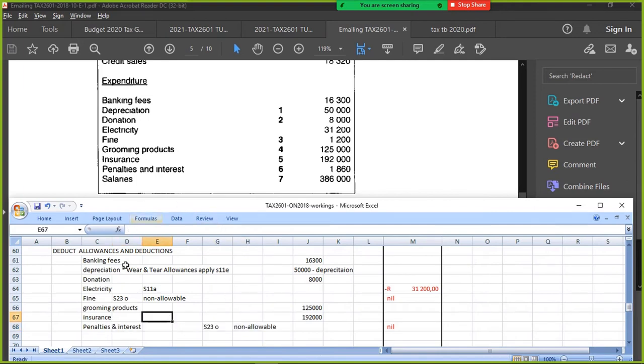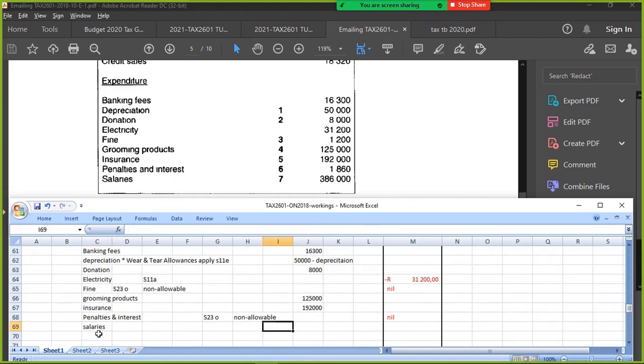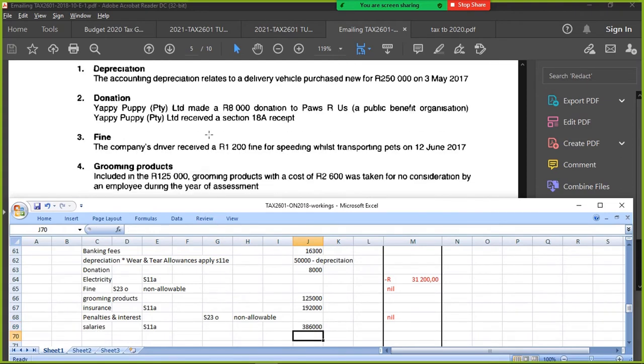Okay. Salaries. That's also 11A. This is also 11A. Okay, all right, now we've looked at all of that. Now we can continue.